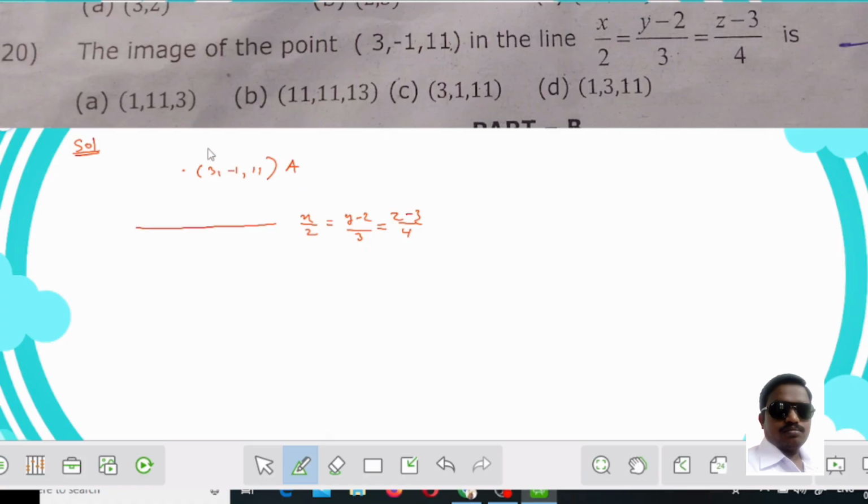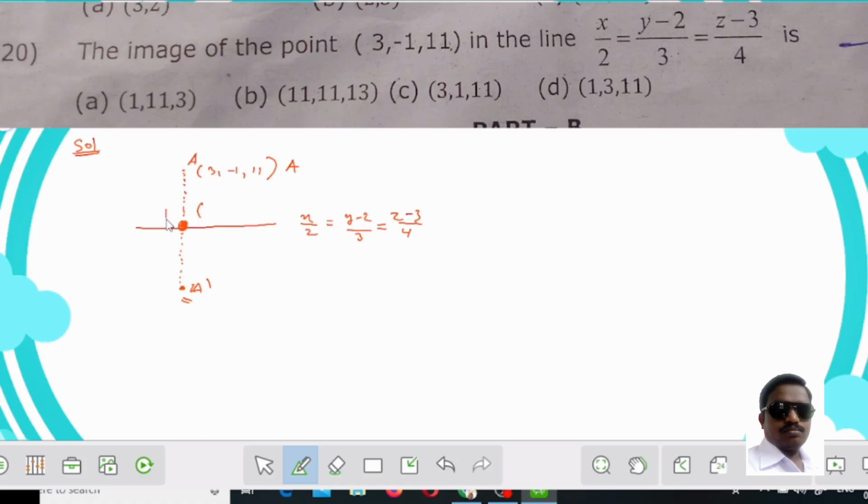They are asking you to find the image of the point with respect to the line. The image is the point like this: this is A, this is A dash, the image of the point A. They are asking you to find this point. So before finding the image, you first find the foot of the perpendicular of the point A on the line. See, the foot of the perpendicular is a point on the line.